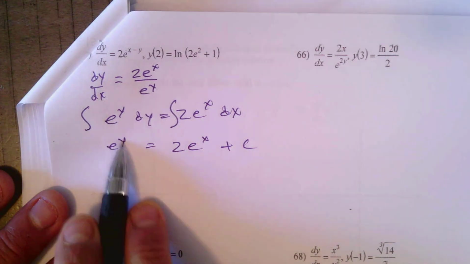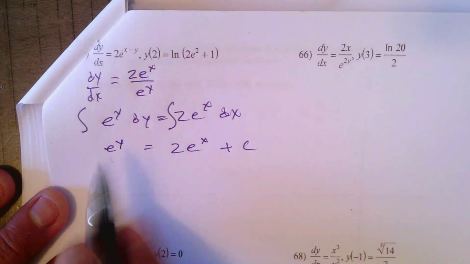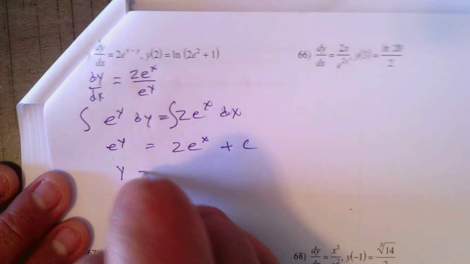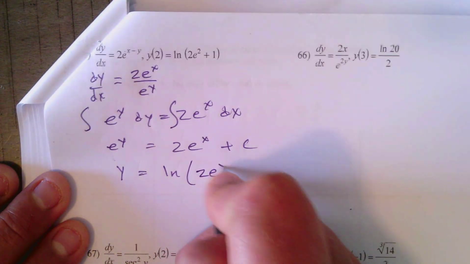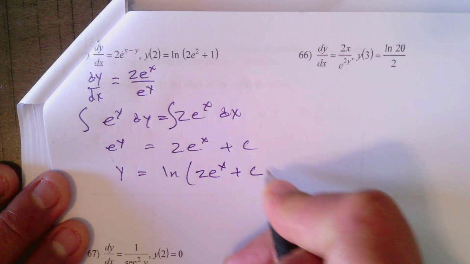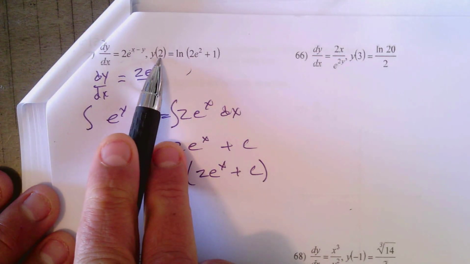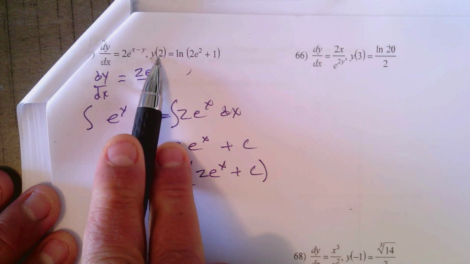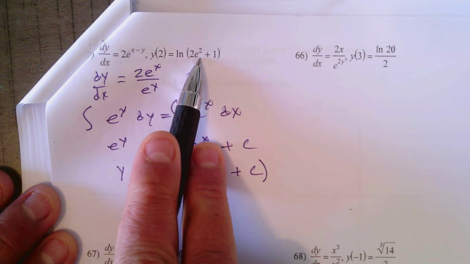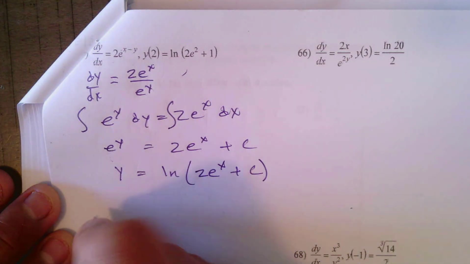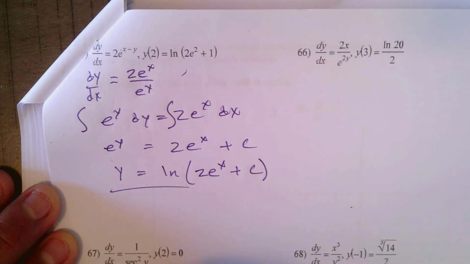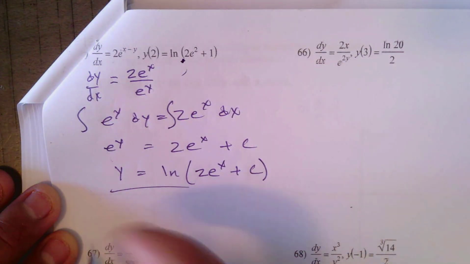And I'm going to take the natural log of both sides, so I get the y by itself. So I have y equals the natural log of this thing. And now I can see what I've got to plug in 2 for x, and this is what I should get. I got 2 for my y here. So here is the general solution, particular solution.